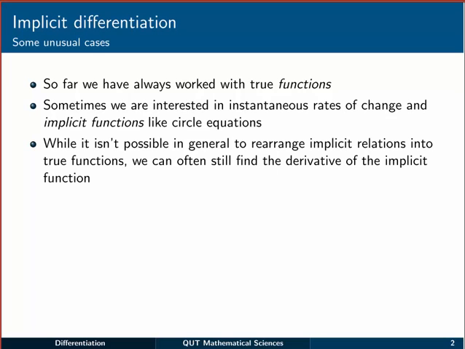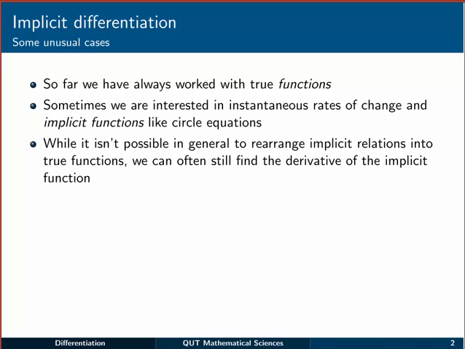So far, what we've been differentiating is just true functions of a variable, so one output for every input value. Sometimes we're interested in the instantaneous rates of change of what are called implicit functions, or things like the equation of a circle or an ellipse, where there's more than one output value for each input variable. Now, while it isn't possible in general to rearrange these implicit relationships into true functions, often we can still find information about how the variables change with respect to each other, using this implicit differentiation method.